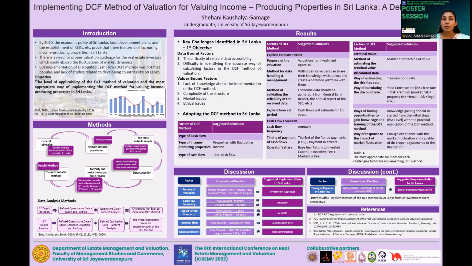And under the explicit forecasting period, where the purpose of the valuation is investment appraisal, the explicit forecast period is cash flow for 10 years. Then under the cash flow frequency, it's annual. Under the terminal value, it's the market approach. Under the discount rate, it's yield construction. These come from the opinion of the majority of the industry experts as the most appropriate ways.